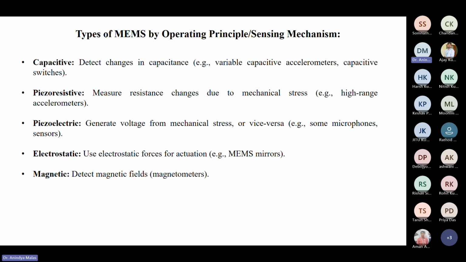Types of MEMS by operating principles or sensing mechanism. Generally, what I have written here are the different types of MEMS working principle. One is capacitive. That means a capacitor is used. The capacitance of the capacitor is changed when something happens, that means when displacement occurs, or when acceleration changes. So with the change of the capacitance, we measure the acceleration or displacement or velocity or pressure, etc.